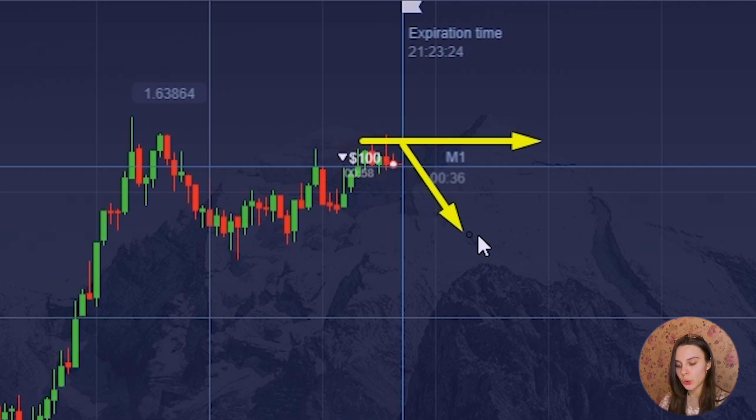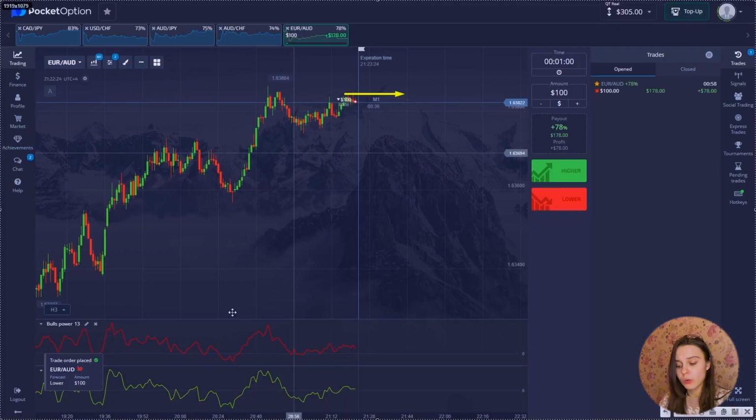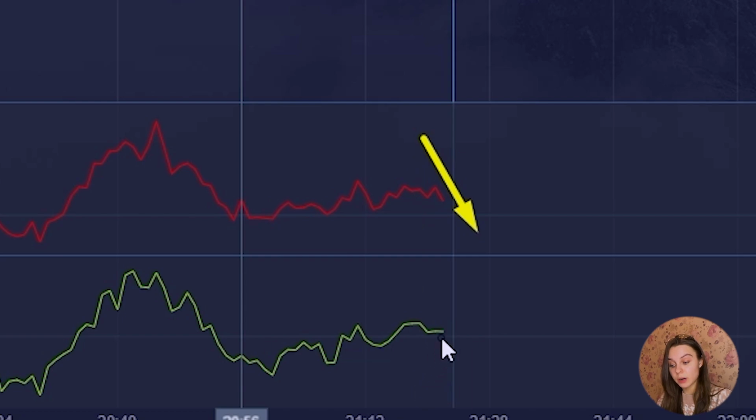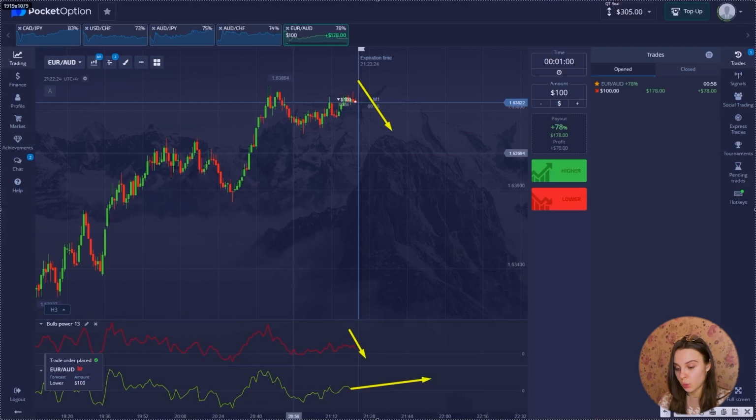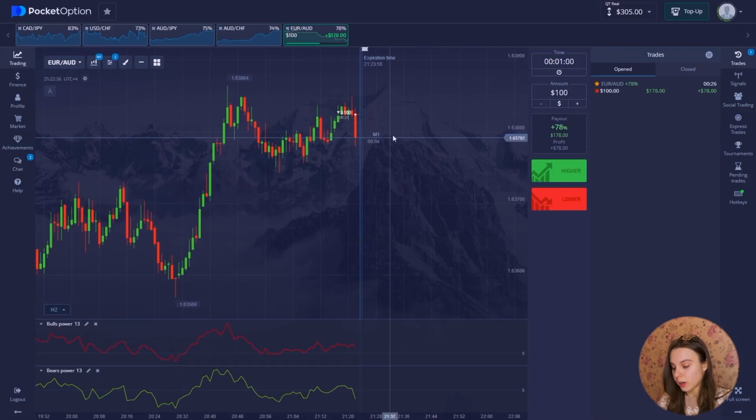So the trend is slowing down more to the lower position, and according to the indicators, we see that bulls' power is inferior to the bears in the market. So the bears are predominant, and red downward candles too. Let's watch our market.